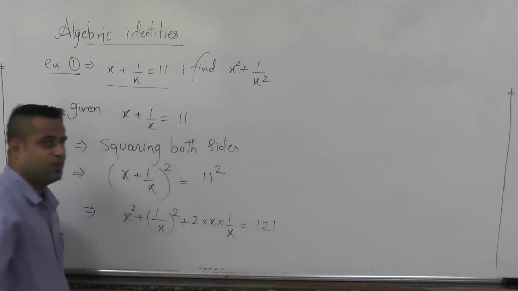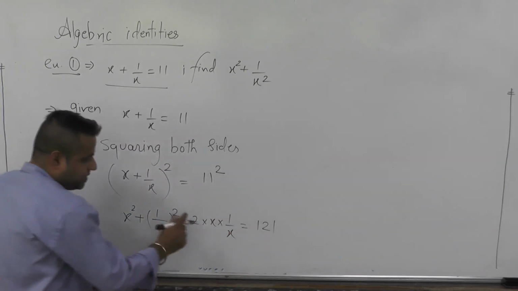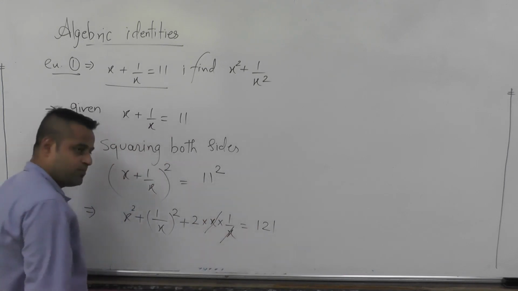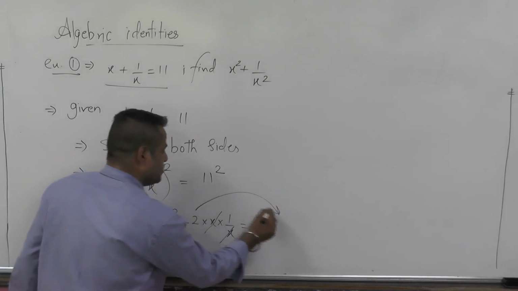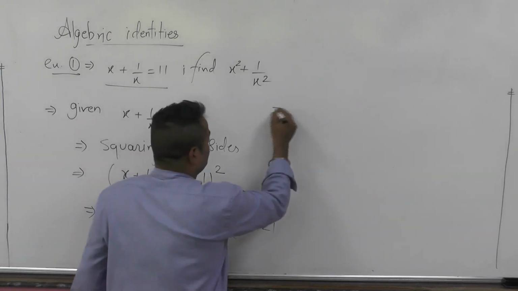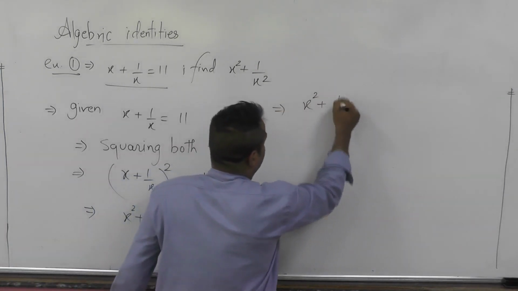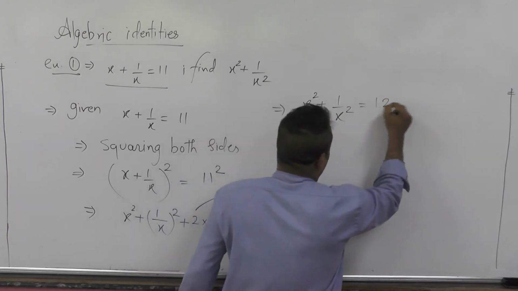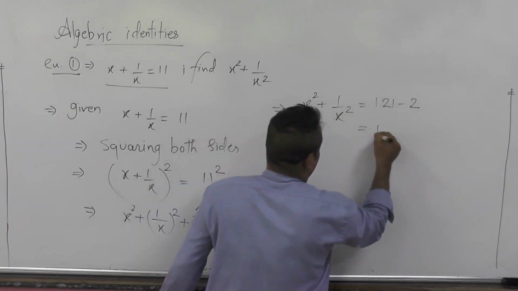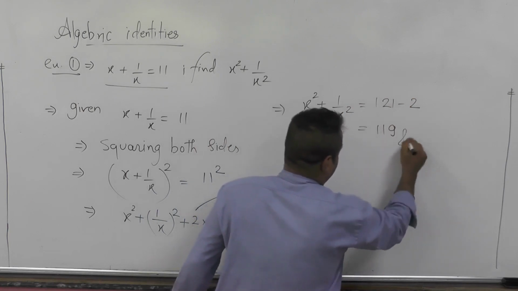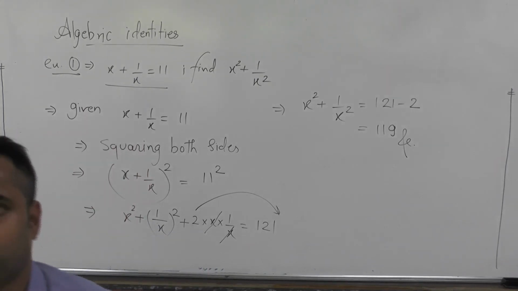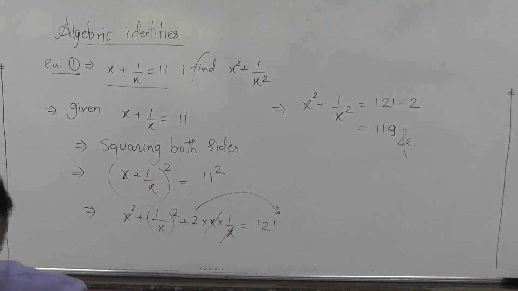equals 11 square, which is 121. Now remember that this x and 1 by x will get cancelled with each other. We will transpose this 2 to the other side now. So we can get the value of x square plus 1 by x square, and that would be 121 minus 2, that means 119, and that is your answer. This is how you can get the value of terms given like this.